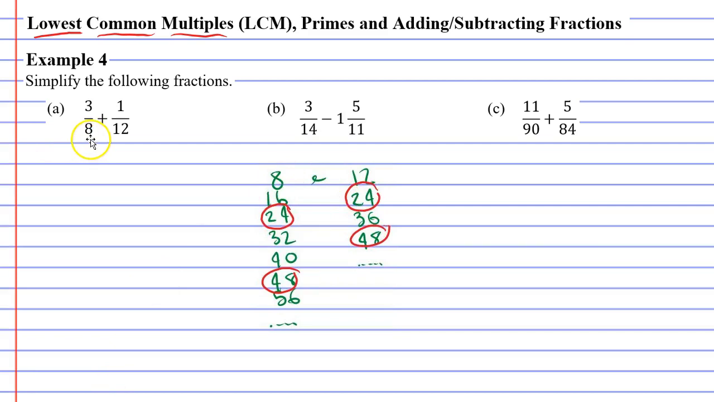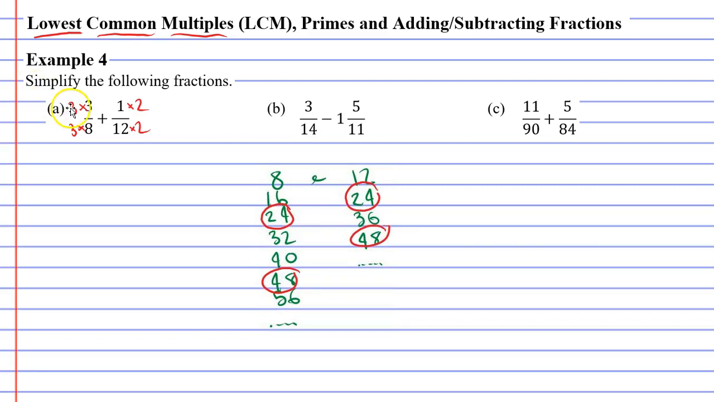So how do I change my 8 and my 12 so that they both become 24? Well, I just need to multiply them by some number. For the 8, I would multiply it by 3 because 8 times 3 is 24. Now, whenever you multiply the denominator by a number, you have to multiply the numerator by the exact same number. So we have to multiply the 3 by 3 as well. Looking at the 12, in order to turn this into 24, I need to multiply the 12 by 2. I also need to multiply the numerator by 2 as well.